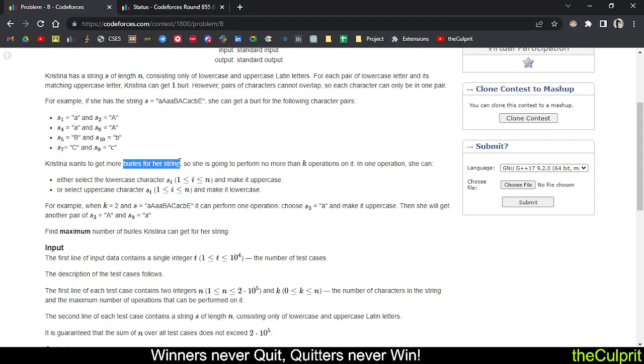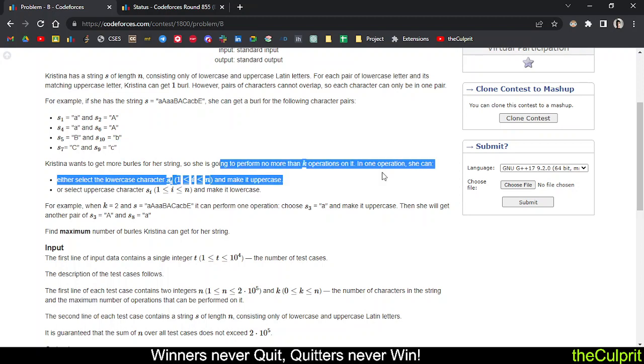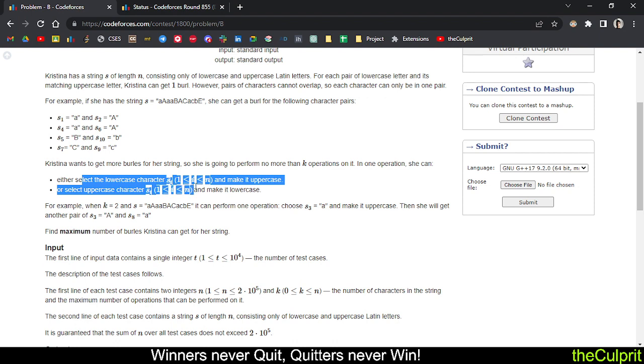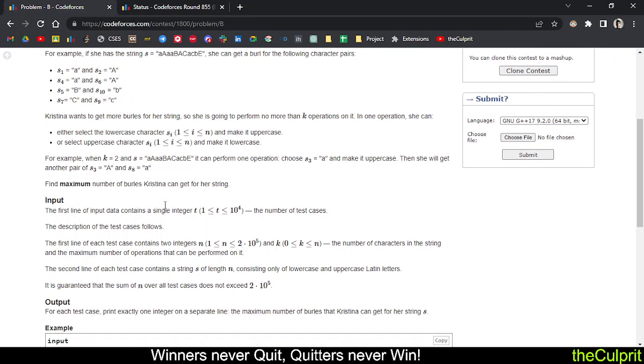So, with more pearls, she's going to perform no more than K operations. In one operation, she can select a lowercase character and make it uppercase, or select an uppercase character and make it lowercase. So you can only toggle the casing of the characters. Find the maximum number of pearls Christina can get for the string.